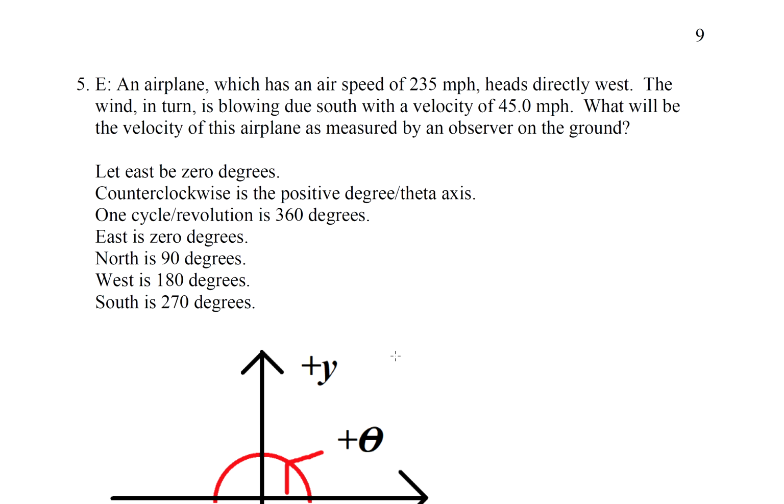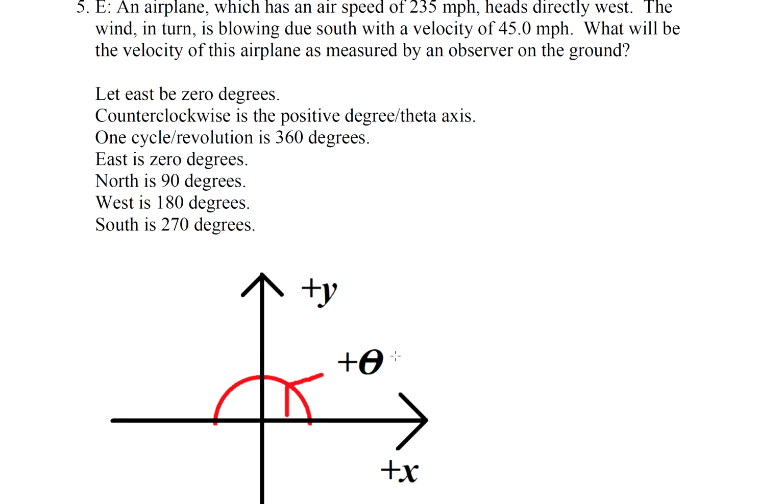Part C, an airplane which has a speed of 235 miles per hour heads directly west. The wind in turn is blowing due south with a velocity of 45 miles per hour. What would be the velocity of this airplane as measured by an observer on the ground?